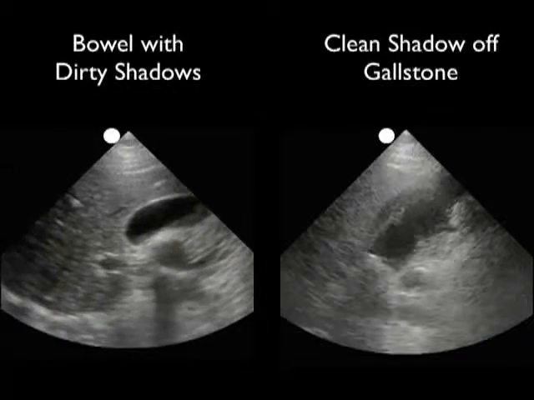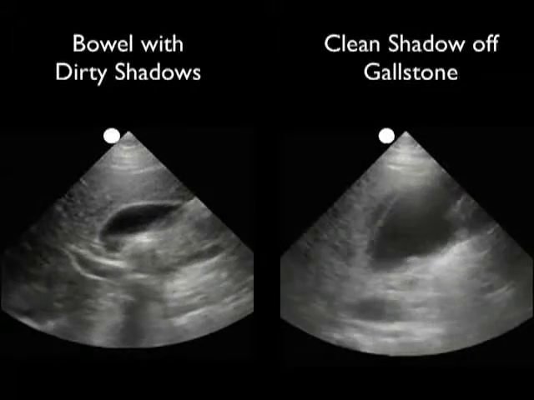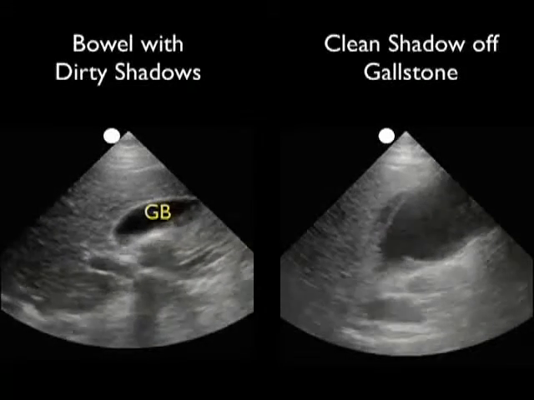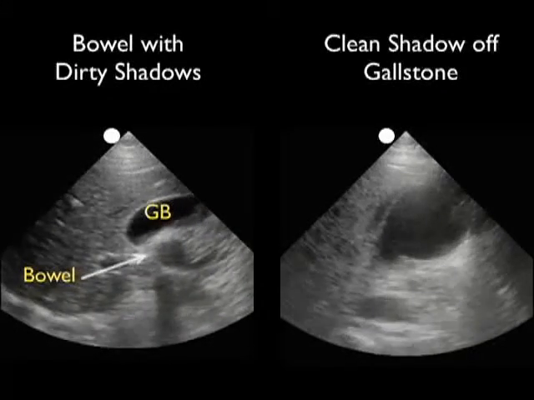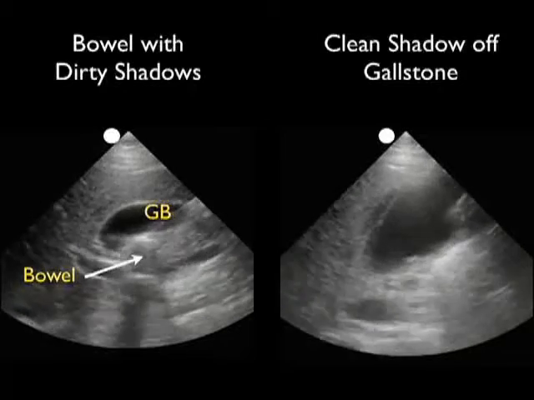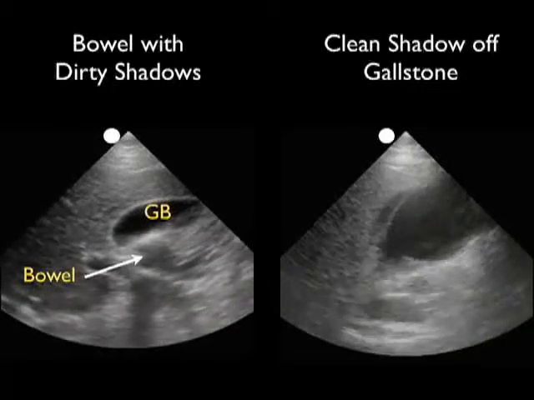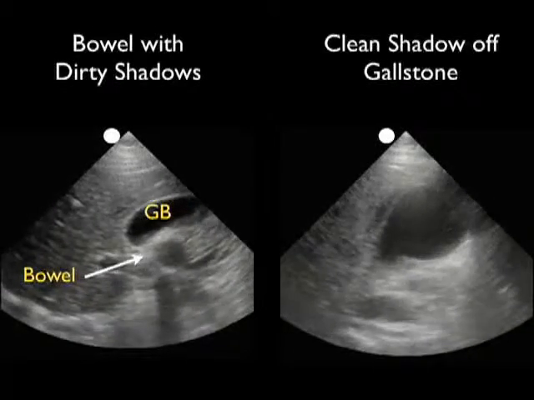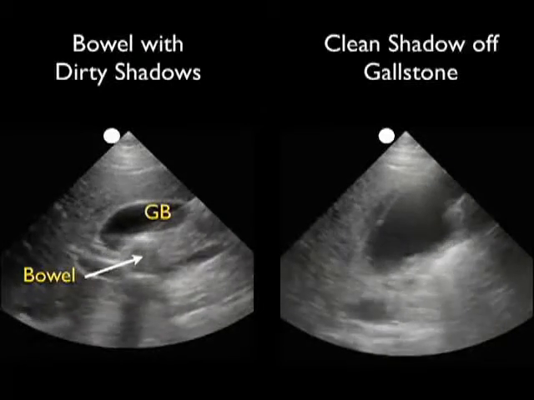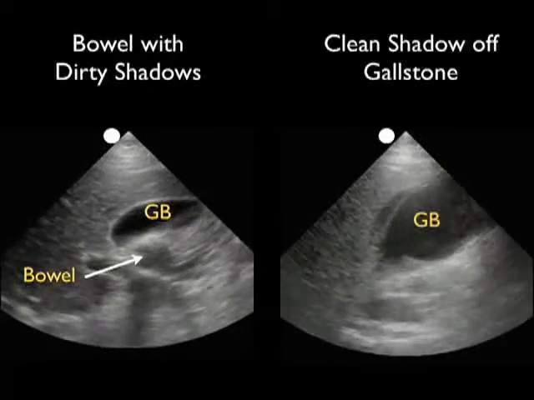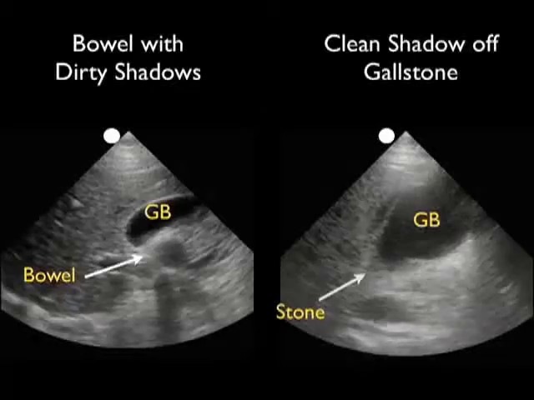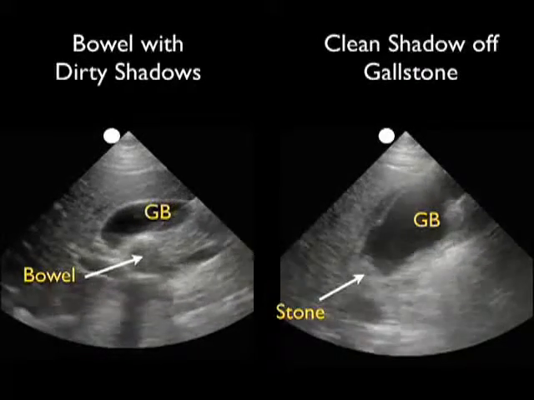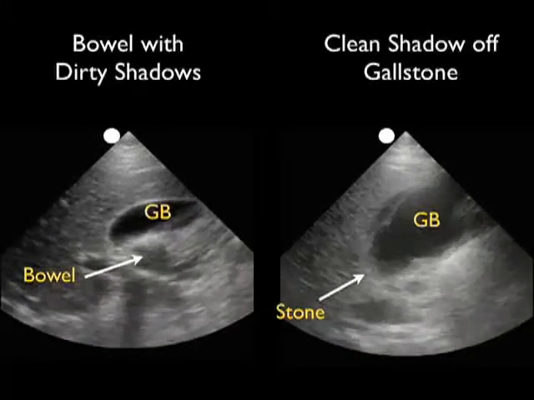One potential pitfall in performance of right upper quadrant sonography is that occasionally a loop of bowel may come right up against the wall of the gallbladder and be mistaken for a gallstone. Let's take a look at two video clips that show the difference between these two appearances. In the video clip to the left, we see a loop of bowel that's right up against the posterior wall of the gallbladder. Notice that it has a bright or hyperechoic appearance that could be mistaken for a gallstone.